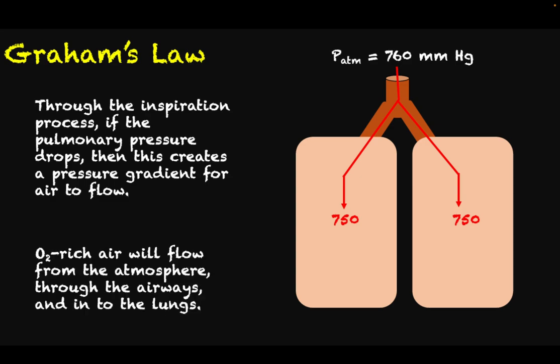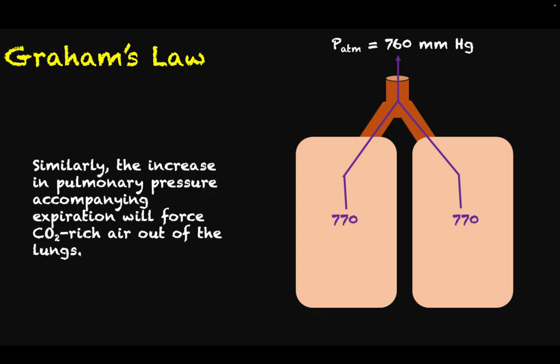So if we do this with inspiration, oxygen-rich air will flow from the atmosphere, which is at the higher pressure, down into the lungs, which exists at the lower pressure. So that is Graham's law. Graham's law tells us that air flows from high pressure to low pressure. And what we do with Boyle's law in the ventilation process is we take advantage of that inverse relationship between pressure and volume. We manipulate the volume of the lungs to decrease the pressure inside the lungs so that the air will flow.